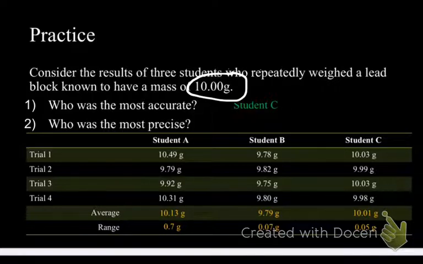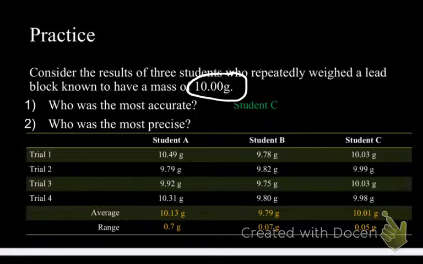For precision, we're going to take the largest value for each trial minus the smallest value. So in student A's case, we would do the 10.49 minus the 9.79, and that gives us 0.7 grams. For student B, we would take the highest value, which is 9.82, minus the smallest value, which is 9.75, and we get a difference of 0.07 grams.